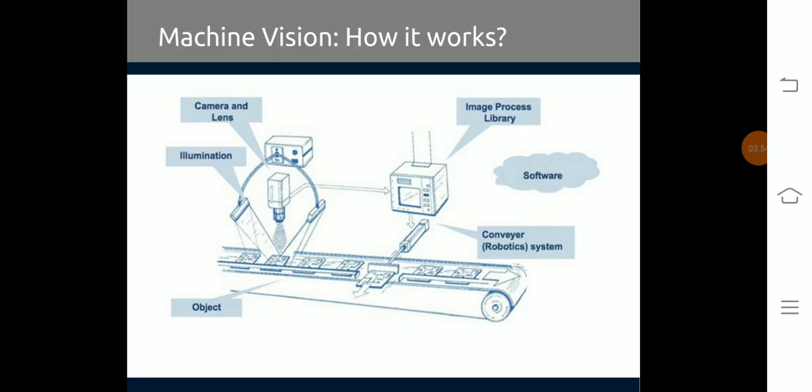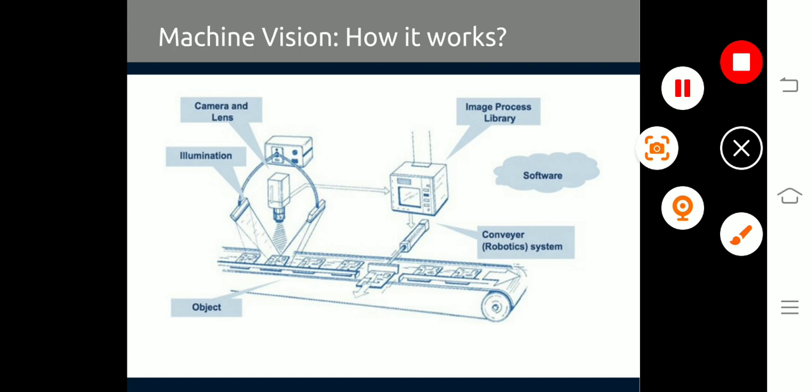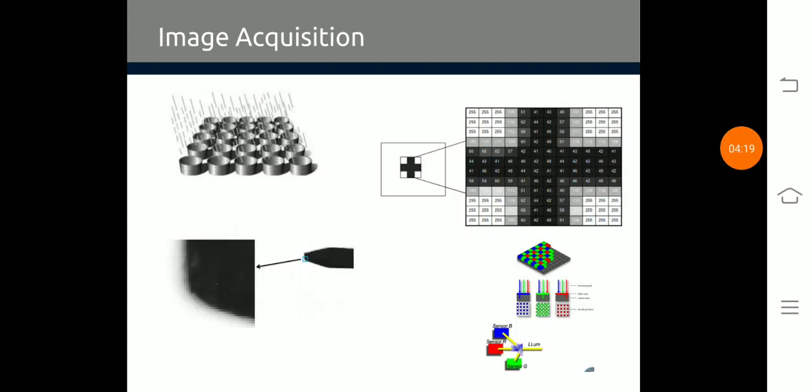In this image, we have a conveyor setup. The conveyor carries products. They will be inspected by the camera and controlled by the image processing software. Based on the controller, the product will be segregated or sorted based on the instructions given by the engineer. The main objective of this image processing is image acquisition.